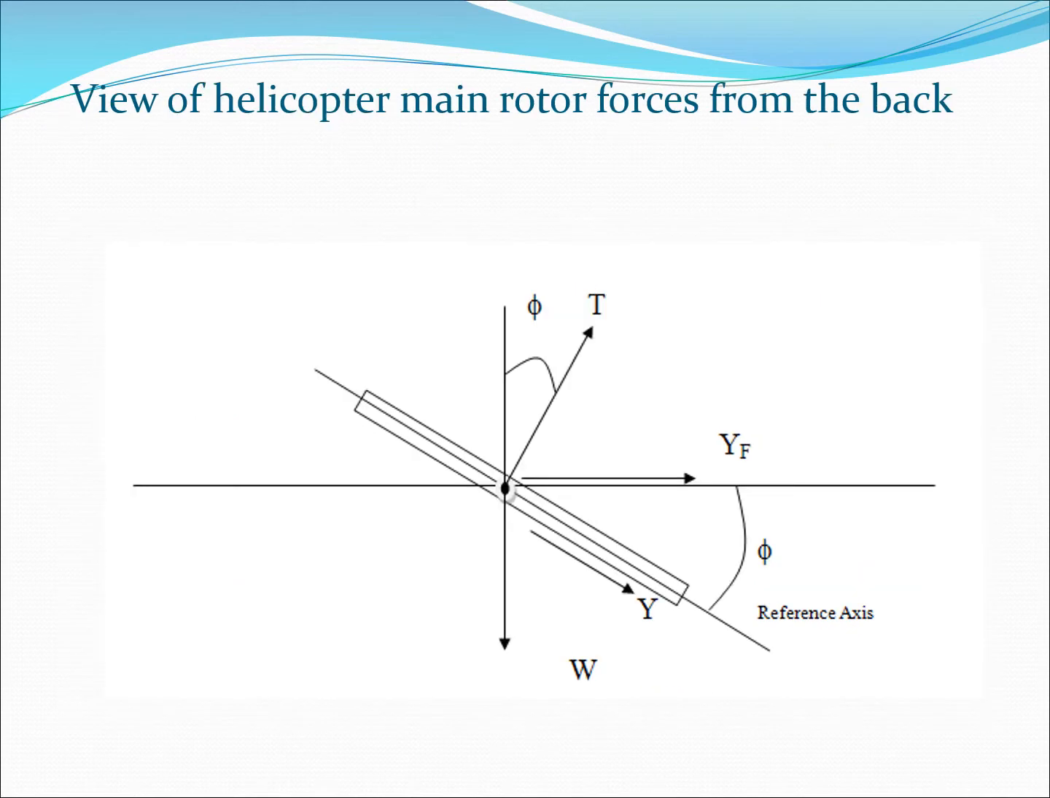Now we can take a view from the back, and if we look at the helicopter rotor from the back, we have the weight here, we have the thrust vector, we have this thrust vector at some angle phi here, and we have the Y force now. So again, remember that H and Y are the forces which act on the rotor disc or in the plane of the rotor disc. So Y is in this direction. There is also a force YF caused by the fuselage. So that's in this direction here. And these angles are essentially given by phi. Again, the weight is acting vertically downwards.